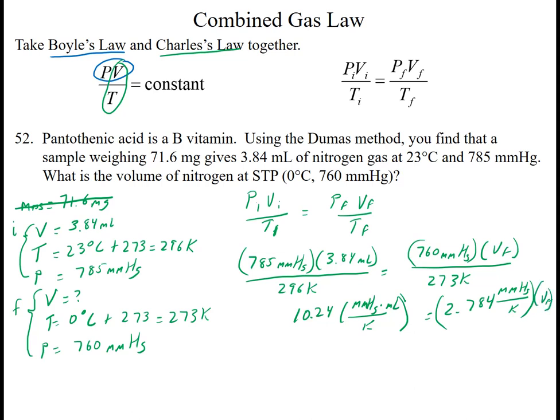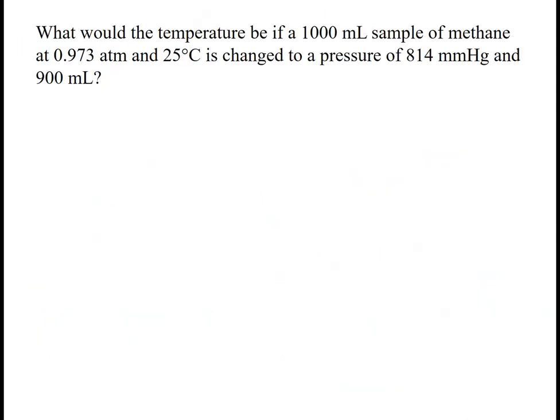I'm going to divide both sides by the 2.784. So I have 10.24 divided by 2.784 is equal to VF. So VF ends up being 3.68. Now, I wrote this down to realize that if they're on opposite sides, this cancels, that cancels, that cancels, that cancels. So what I'm left with is milliliters. So my volume is going to be the same thing that I'm given that unit of. Okay? All right. One more example of this.